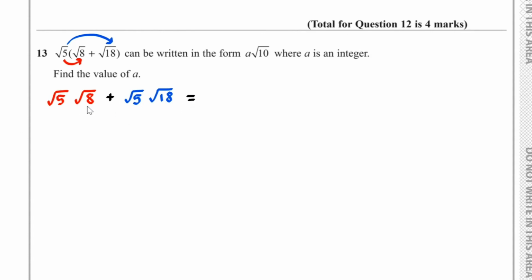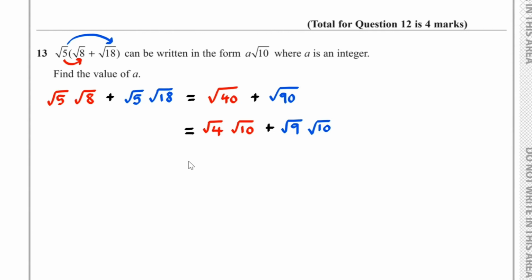well, root 5 times root 8, that is the same as 40 square rooted. And then we add on to this root 5 times root 18, which is the same as the square root of 90. 5 times 18 is 90, and we square root that. Now, the root 40 we can rewrite as root 4 times root 10. And the root 90 we can rewrite as root 9 times root 10.